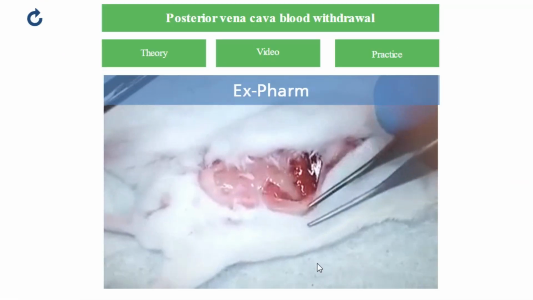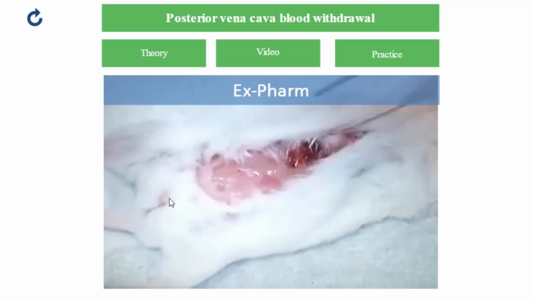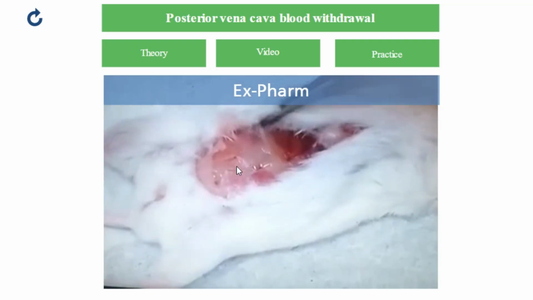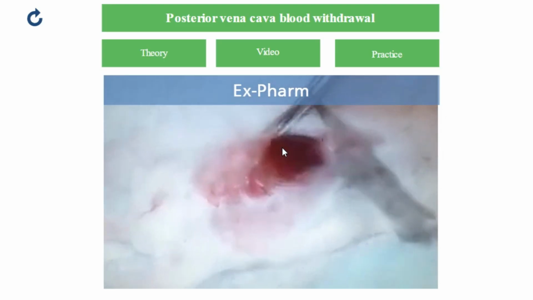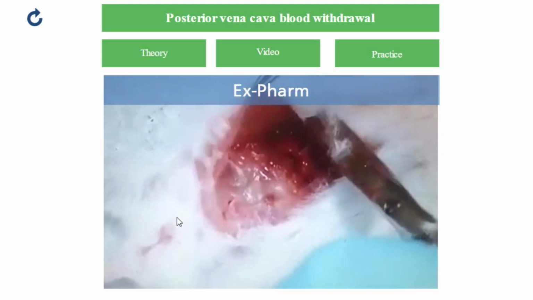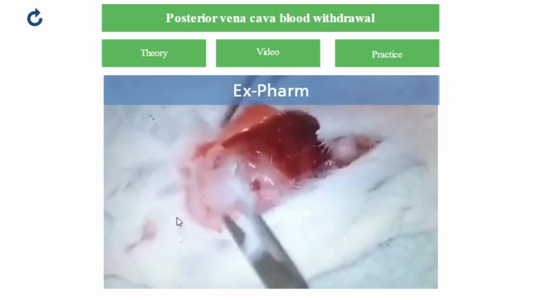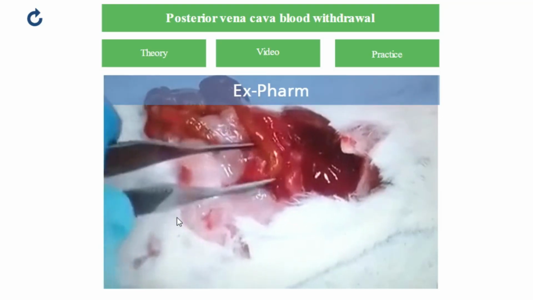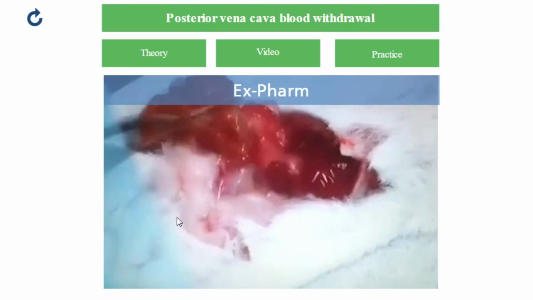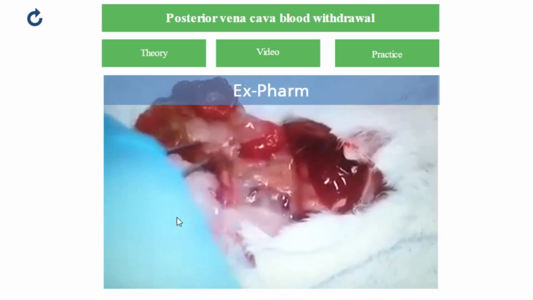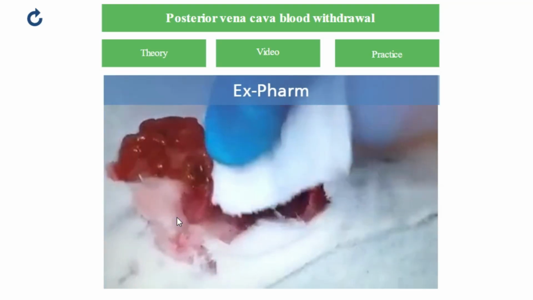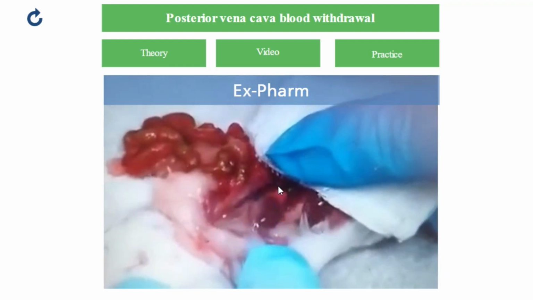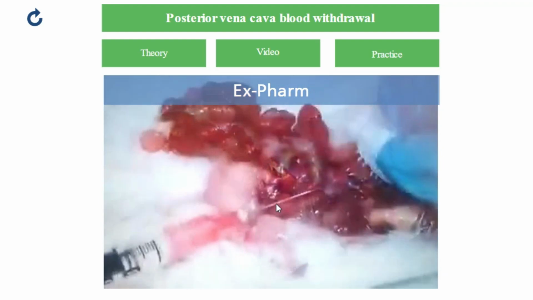Here you can see the animal. Above the pelvic area, a transverse cut was applied. Now we have to remove the intestinal part. Then below the liver area you will find the posterior vena cava for blood withdrawal. So here you will see the liver part, and below this, behind this, you will find it.